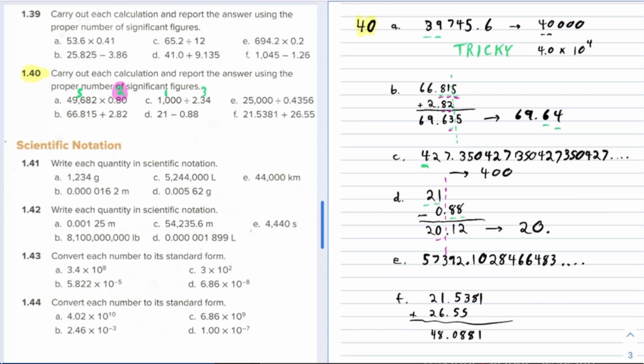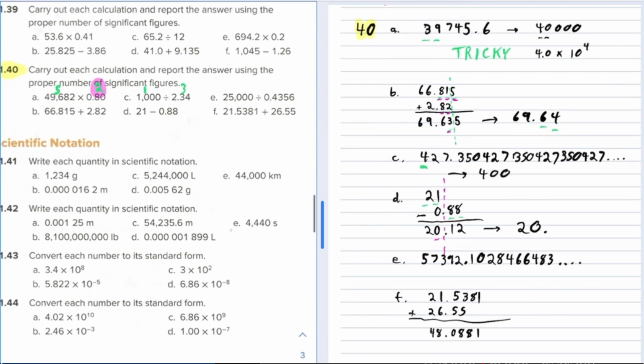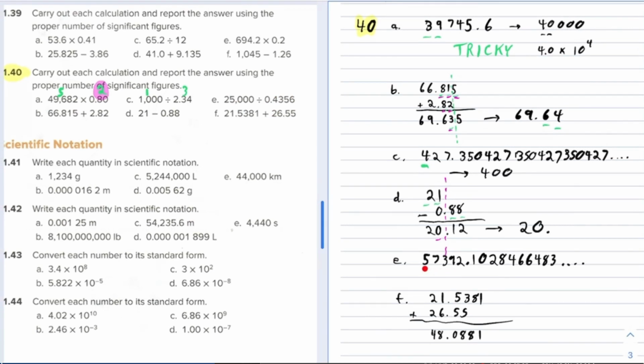The next one, E, 25,000 divided by 0.4356. Simple enough to punch in a calculator. There you go. 57,392.102846648. It keeps on going. Eventually, you have repeating digits. I don't see the repetition yet, but it's somewhere down the line. Okay, but where do you round it?